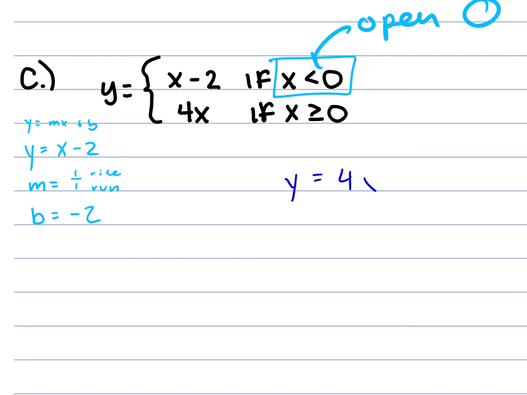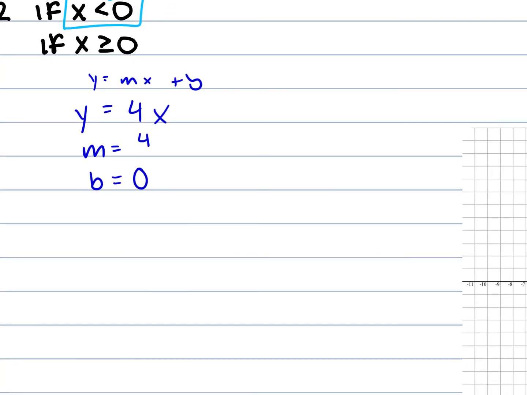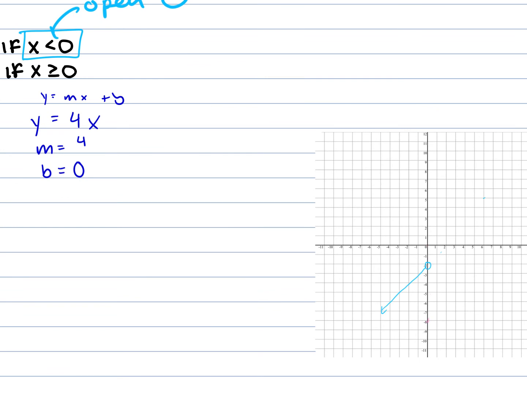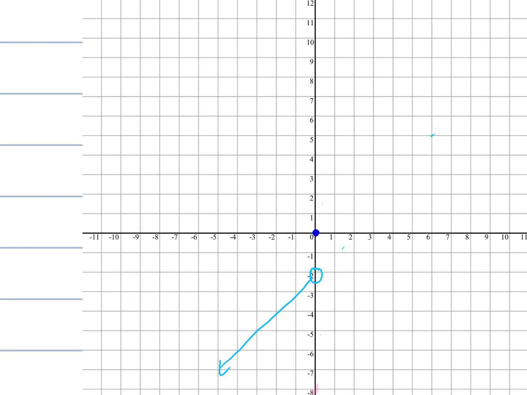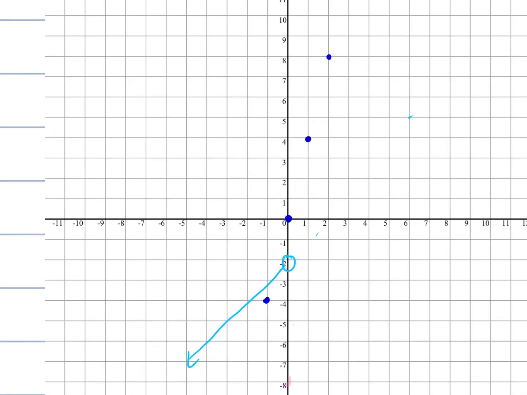So y is equal to 4x. So what's my slope? 4. And what's my y-intercept? 0. What should I plot first? What point? 0. So I put a point at 0. And now how would I show the slope of 4? Perfect. Go up 4 and to the right 1. Up 4 and to the right 1. So once we have a few points, we can connect our dots.